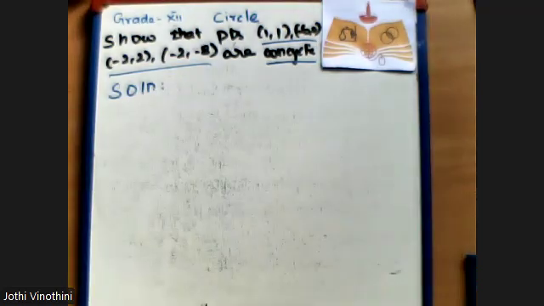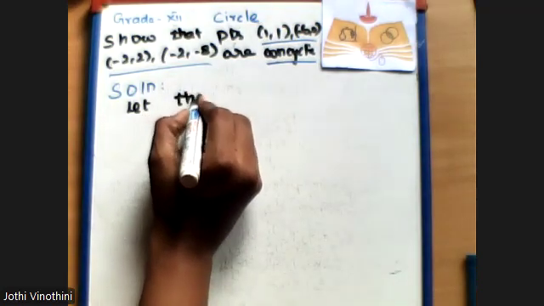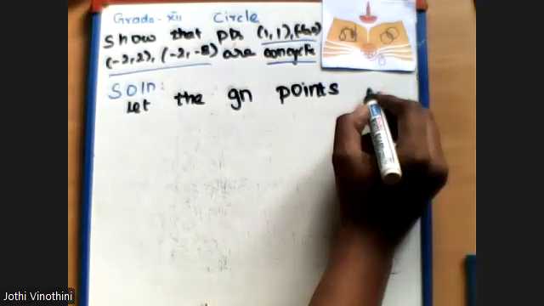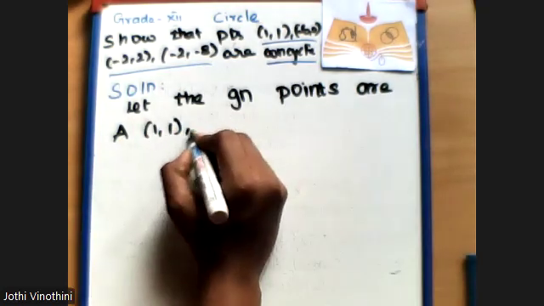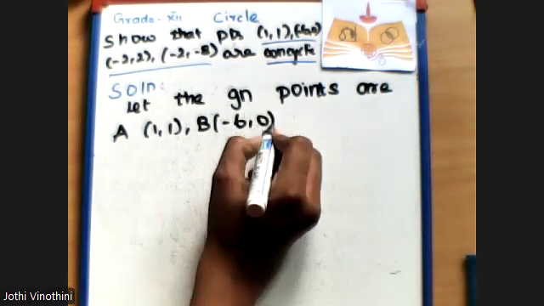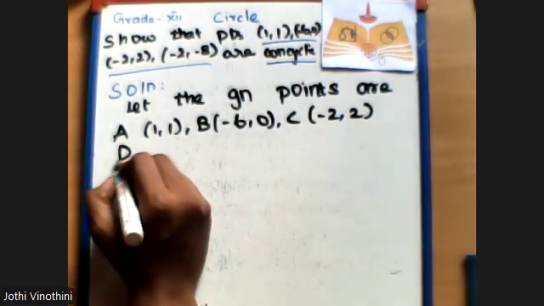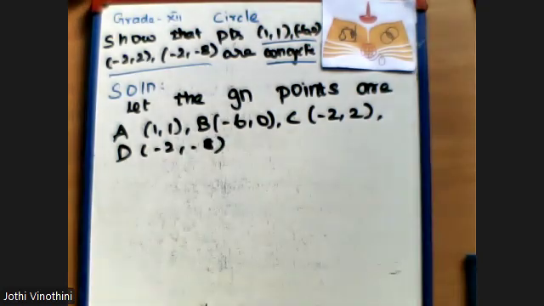Solution. Okay, we have 4 points, right? So I'm initially going to name these as A, B, C, D. Let the given points are A (1, 1), B (-6, 0), C (-2, 2) and D (-2, -8). Right? Okay.